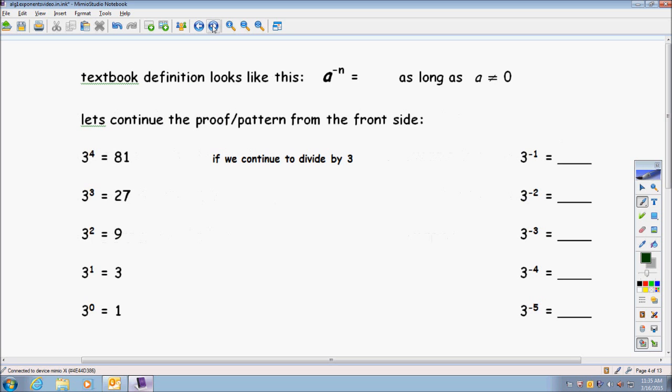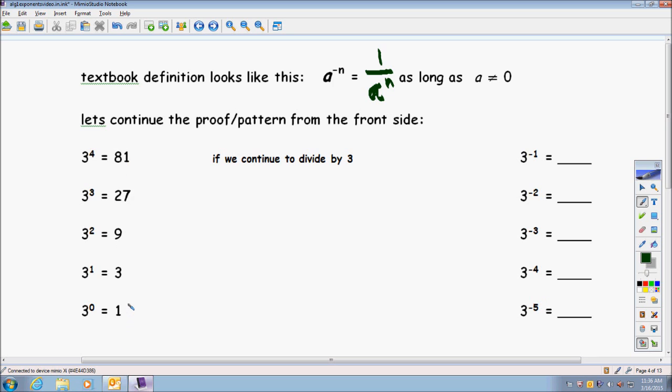Okay, how about negative exponents? Your textbook will tell you that a to the power of negative n is not negative. It's 1 over a to the positive n, as long as, of course, a can't be 0. You can't take 0 to a negative exponent. Not going to happen.